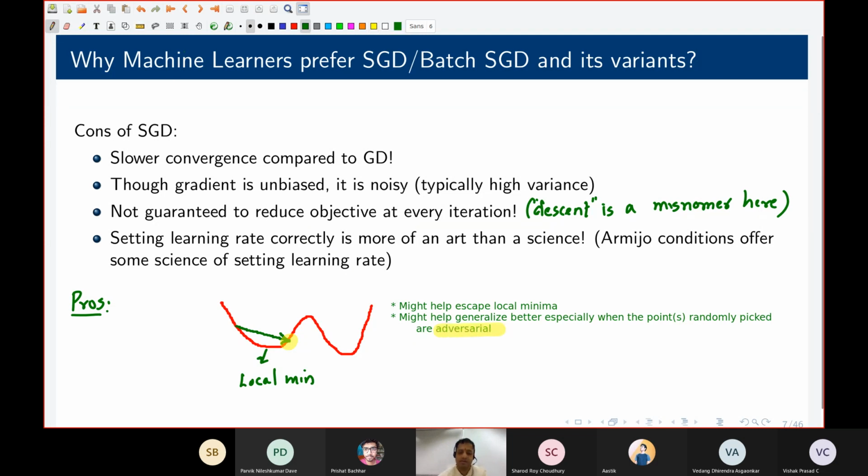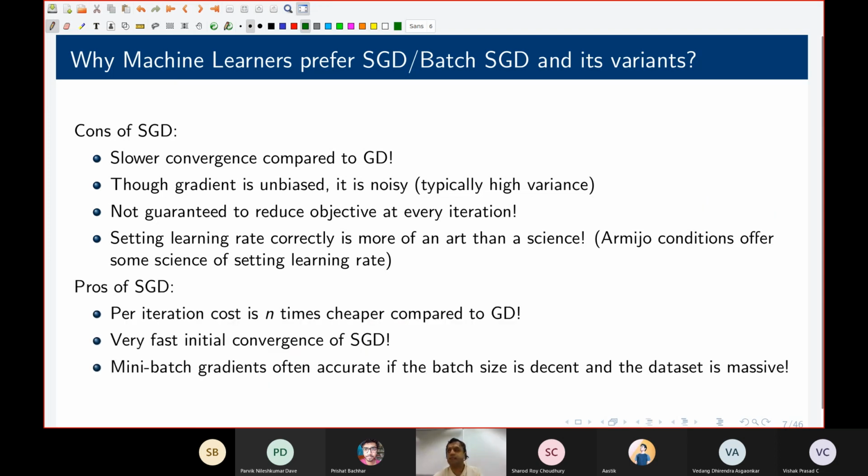Okay, but there are a couple of other advantages. This is one pro, but the other more routine ones are that per iteration cost is n times cheaper, or in the case of a batch, it's n by b. Initial convergence is very fast. Why would you think this happens? And I would say this is not necessarily for deep ML.